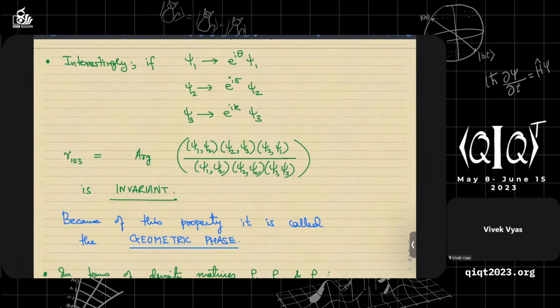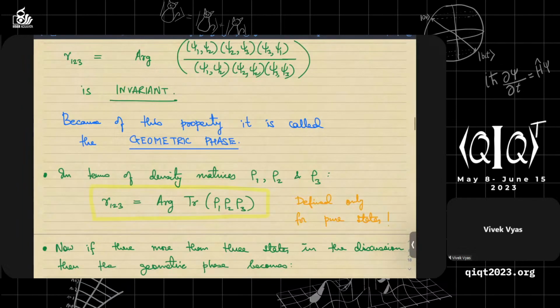Well, it is possible to write this in the form of density matrices. Now, mind you, in this talk and in the context of my work, I would always confine myself to pure states. It is possible to work with mixed states, but I am not venturing in that direction. So if you are more comfortable with density matrices, all you have to do is construct the corresponding density matrices for these 3 states, take their product, find its trace, and find the argument. That is the geometric phase.